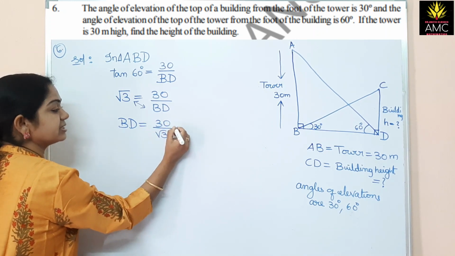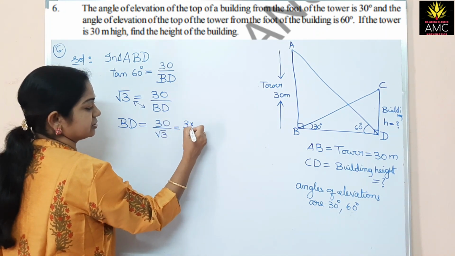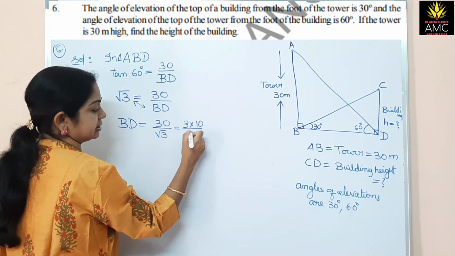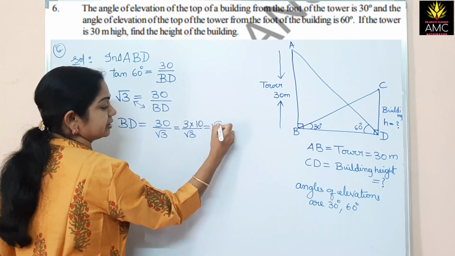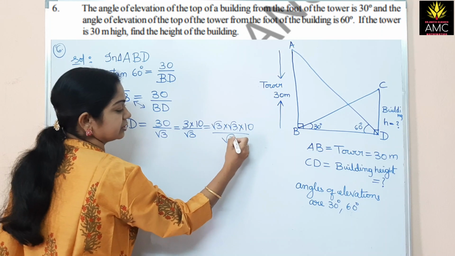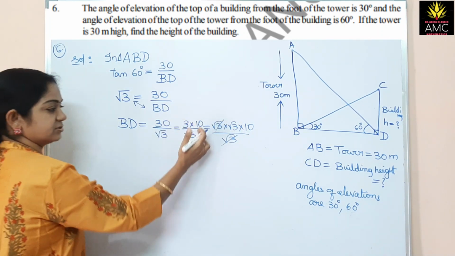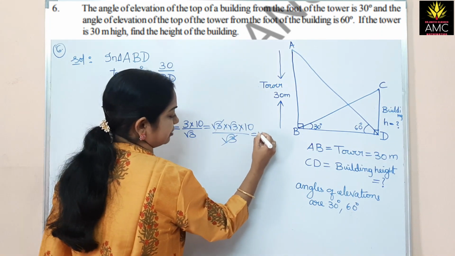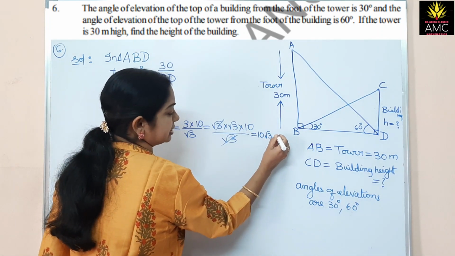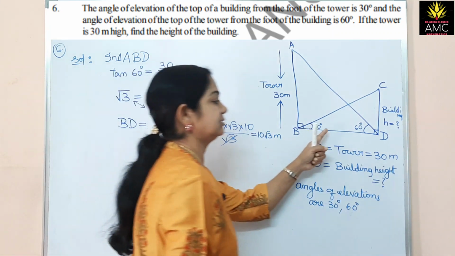This further we can simplify. How? 30 is a multiple of 3; 3 into 10 is 30. So again, we write 3 as root 3 into root 3, just to cancel off the 3. This we were doing in all the problems. So that comes to 10 root 3 meters. Because all are in meters, we take it as meters. So BD is 10 root 3 meters.